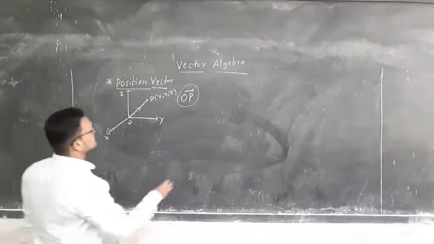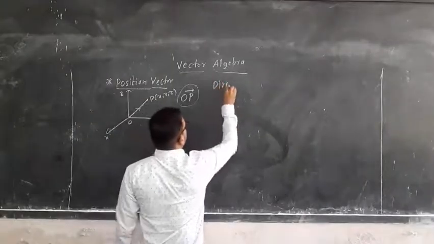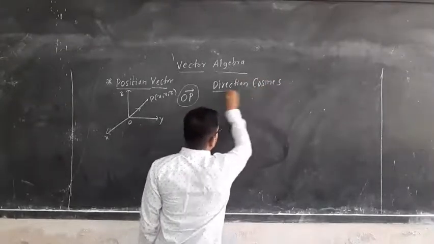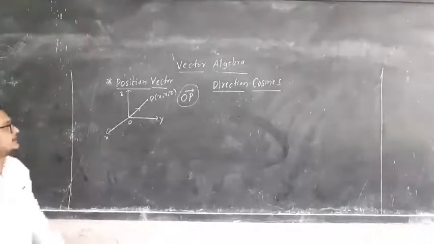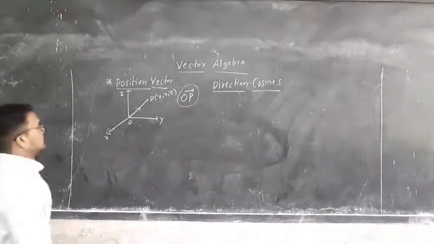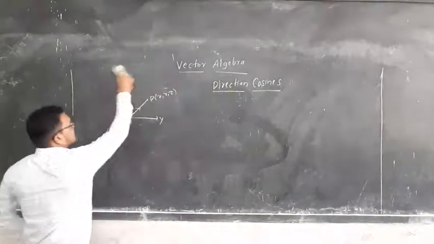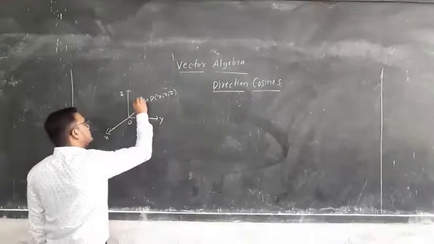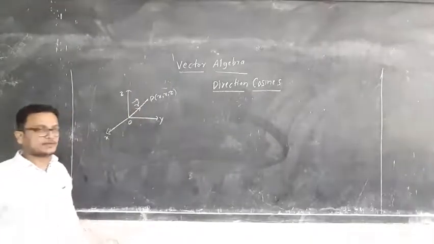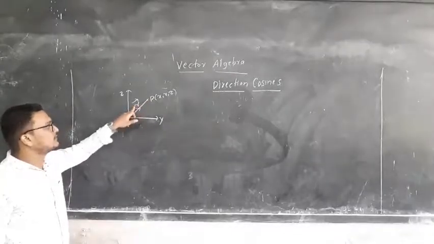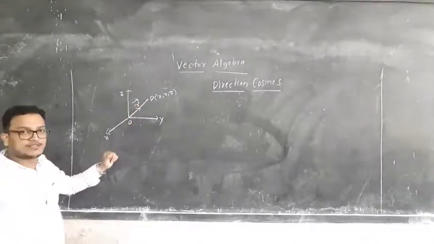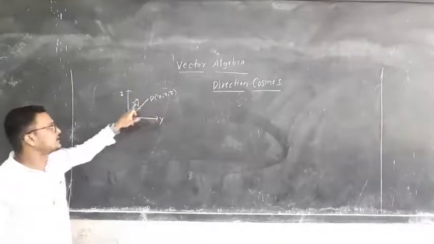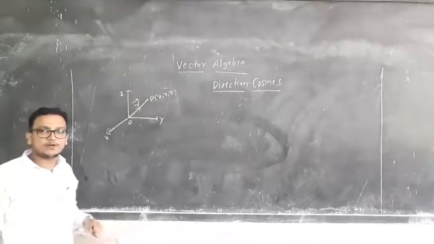Next concept: direction cosines. I will explain the direction cosines concept in the same diagram. Now I will denote this vector OP by another name, vector r. This vector r is the position vector of the point P.